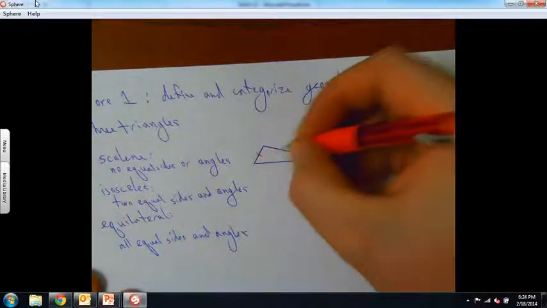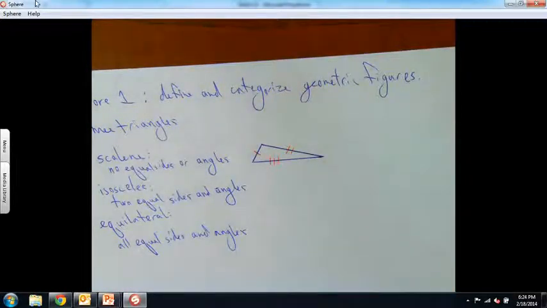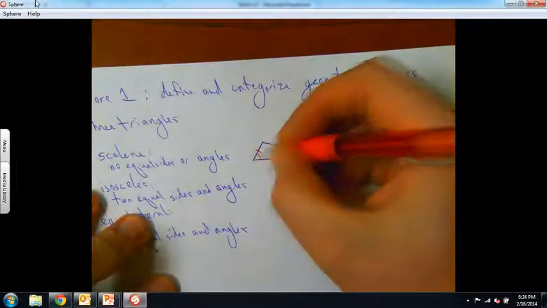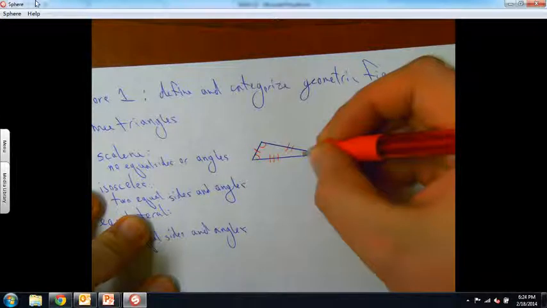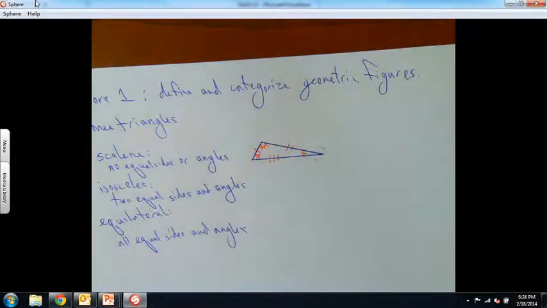Now, putting dashes tells the reader that none of the sides on that triangle are equal. Do the same thing on the angles, and it tells the reader that none of the angles are equal.